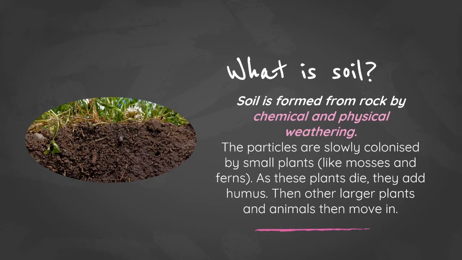So what is soil? Soil is something that we see around us, but not many of us actually know what forms soil. Soil is actually formed from rock by chemical and physical weathering. Weathering is simply the breaking down of the rock. Now, the particles are slowly colonized by small plants like mosses and ferns. And as these plants die, they add humus, and other larger plants and animals can then move in.